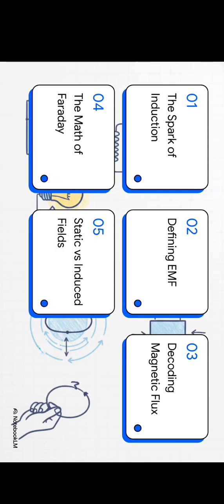Just so we don't get lost in the weeds, here's our quick roadmap. We'll start with the spark of induction, move on to defining electromotive force, and then decode magnetic flux. After that, we'll hit the math of Faraday and wrap it all up by comparing static versus induced fields. 5 easy steps. Let's do this.